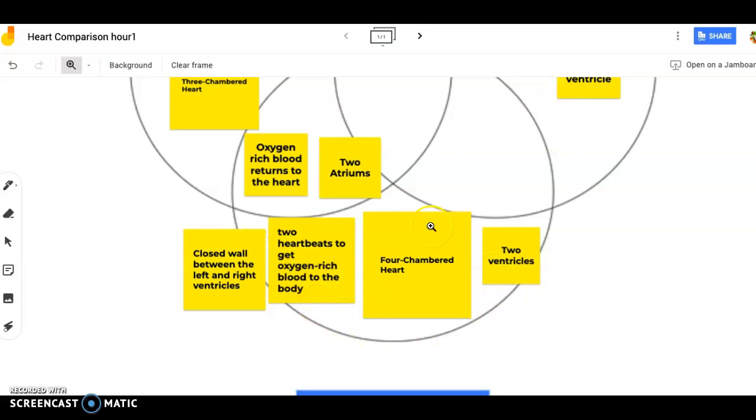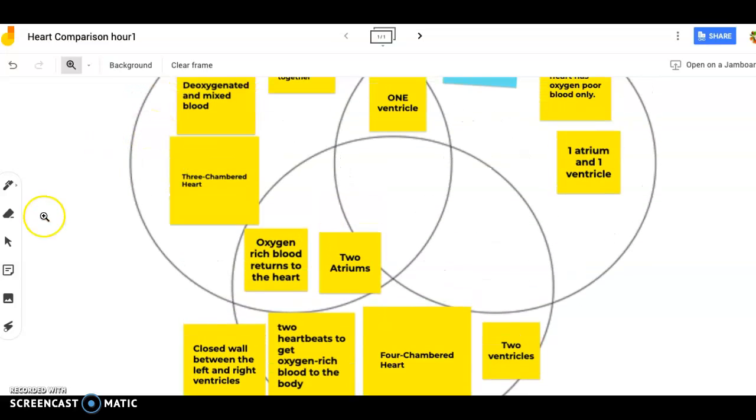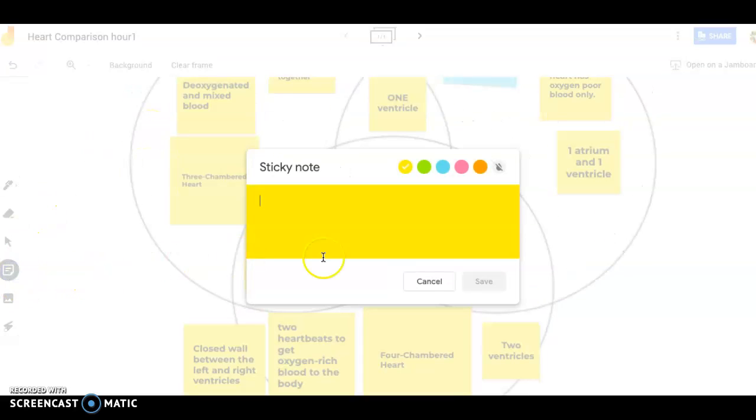And then what's unique about a mammal or a bird? They have a closed wall between left and right ventricles. Yep, they have 2 ventricles, which is also unique. They have a 4-chambered heart. They get 2 heartbeats to pump that oxygen-rich blood to the body. Great. I think that's all pretty good. You could also add over here, there's some additional things.